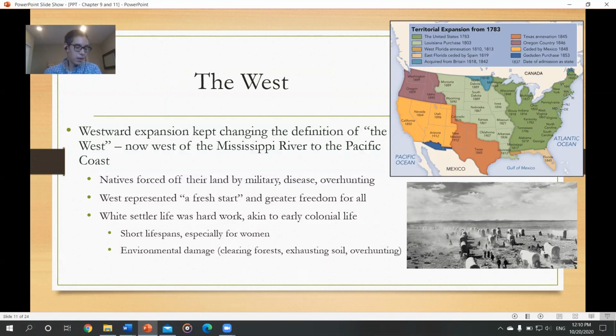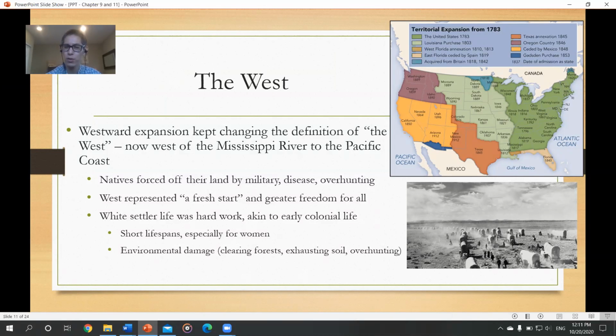As Americans are pushing west, they're forcing the Native Americans off of their land, sometimes by military force. We saw that with the Trail of Tears, sometimes with disease, and sometimes with overhunting, killing the beavers and the bison that the natives relied upon, and so they can't sustain themselves. And the West, the frontier, was really this mythical thing in American culture. It was seen as a fresh start. It was seen as a chance to really have a new beginning, to have a free life.